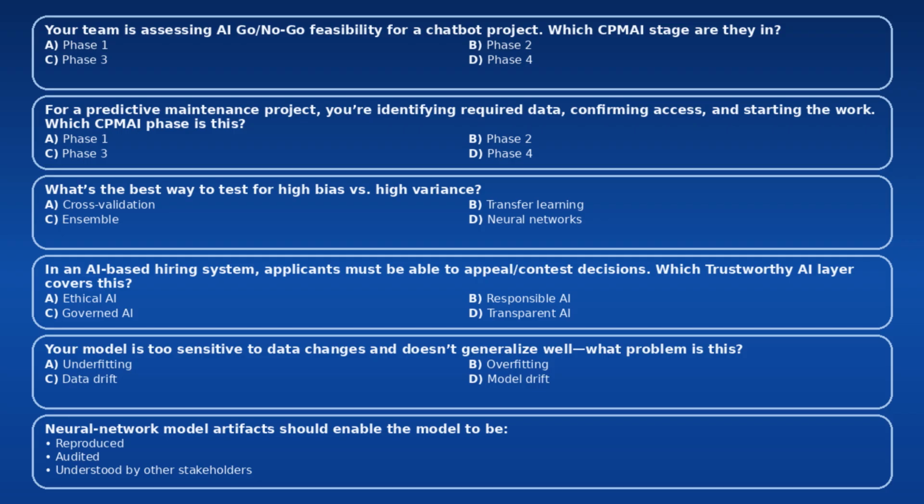Next question. Your model is too sensitive to data changes and does not generalize well. What problem is this? Is it underfitting or overfitting or data drift or model drift? The answer is overfitting. When a model is oversensitive to fluctuations or noise in the training data and performs poorly on new unseen data, it is exhibiting overfitting.